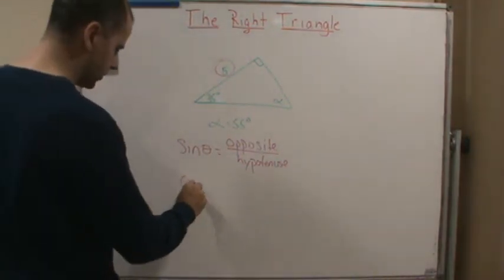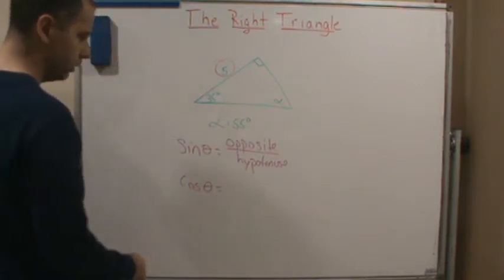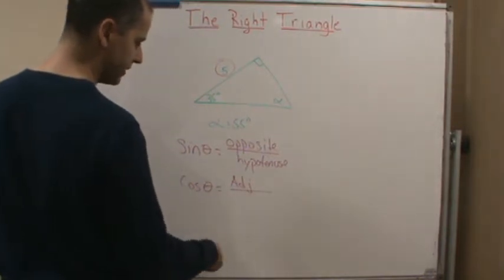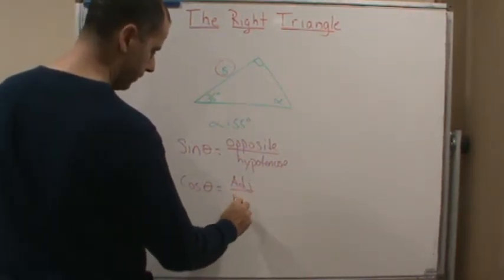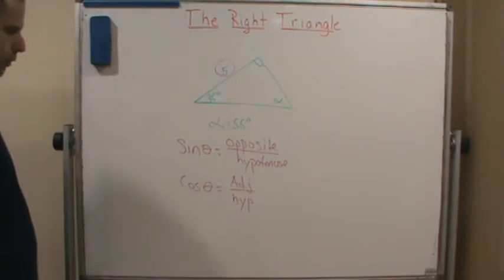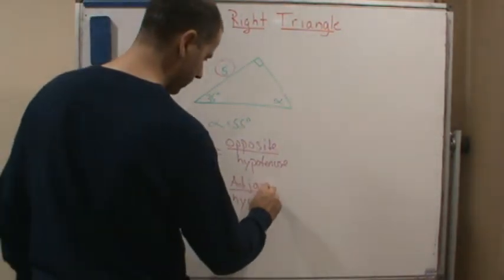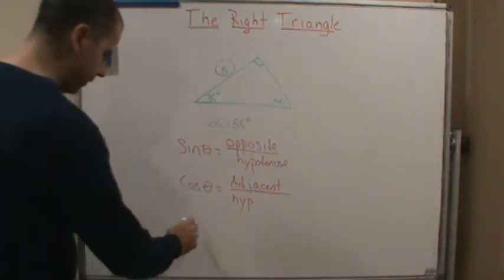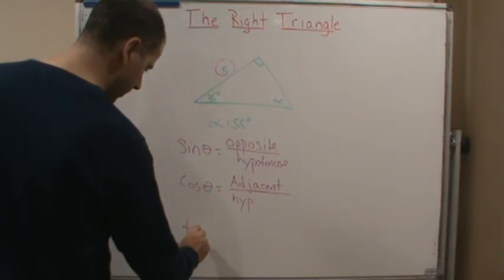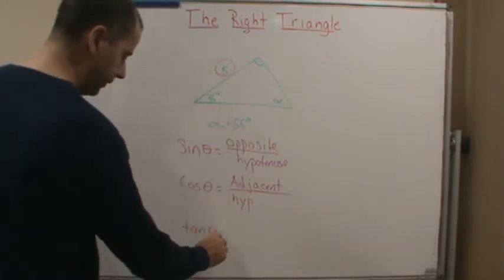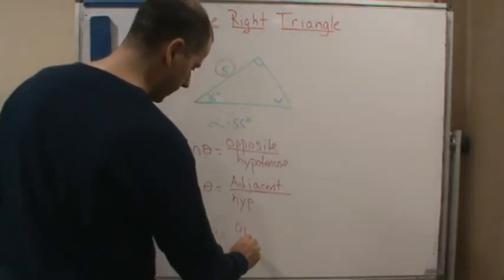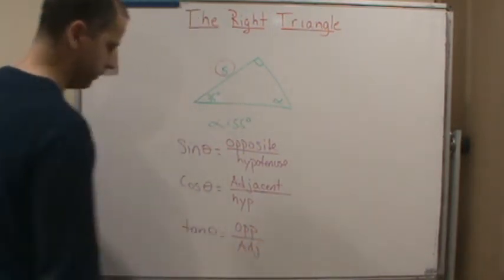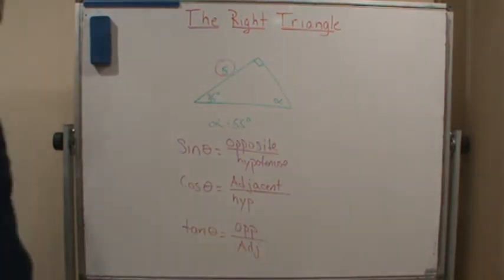When we talk about the cosine of an angle, we're talking about the adjacent side over the hypotenuse. Okay? And then when we have tangent of theta, that's what? That's the opposite over adjacent, right? Those are the ratios.